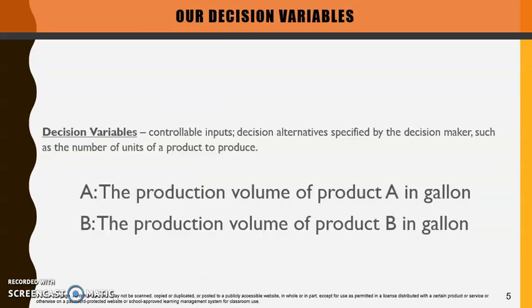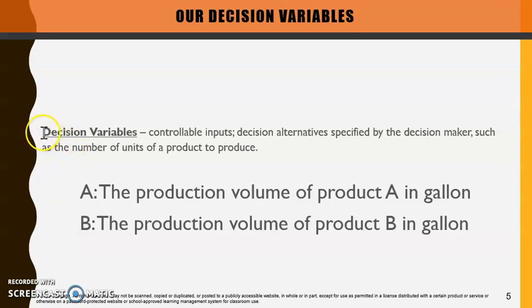What are the decision variables? The decision variables are two, A and B. We denote them with A and B. A is the production volume of product A in gallons. B is the production volume of product B in gallons.